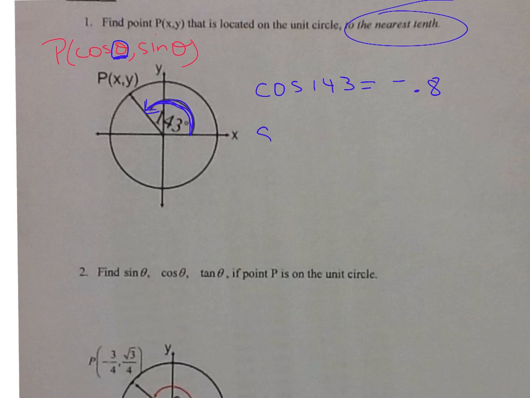And then you could do sine theta, which is sine 143. Plug it into your calculator, to the nearest tenth is 0.6. So therefore, this point P is (negative 0.8, 0.6), because your x value is cosine, and your y value, which is sine, is 0.6. And that makes sense, because you're in quadrant 2, and your x value is negative, and your y value is positive in quadrant 2.